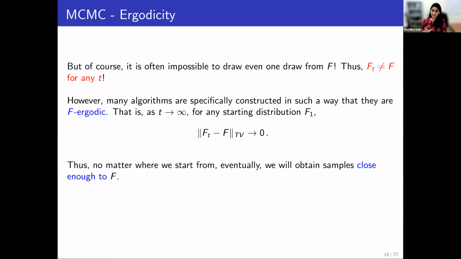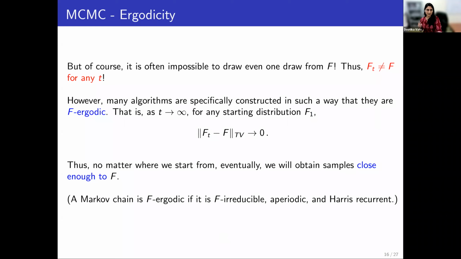Which means that no matter where we start from, we can sort of blindly start from a starting point. Eventually, we will obtain samples close enough to F. And when that eventually happens depends on how good your Markov chain sampler is. So let's see this in a visualization again. Now, when is the Markov chain F-ergodic? I'm not going into this because this was a gentle introduction. A Markov chain is F-ergodic if it is F-irreducible, aperiodic, and Harris recurrent. I'm happy to discuss references and resources where you can learn more about this, but I'm not really going into these definitions.